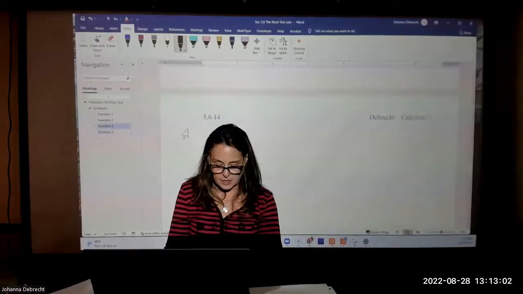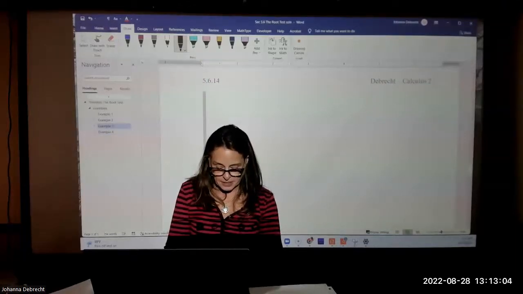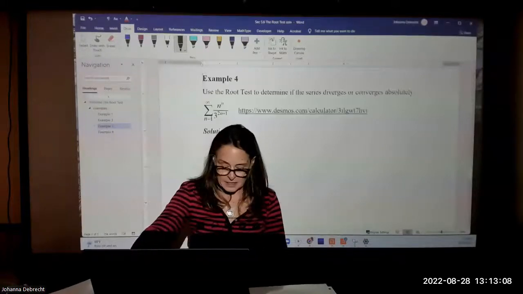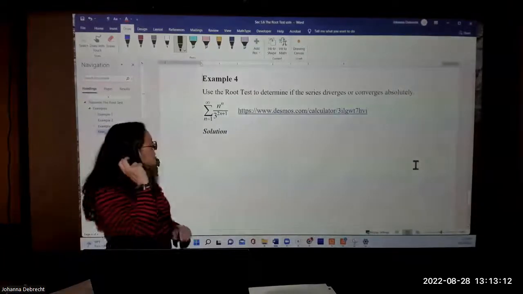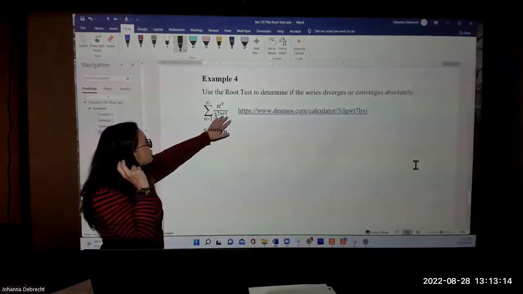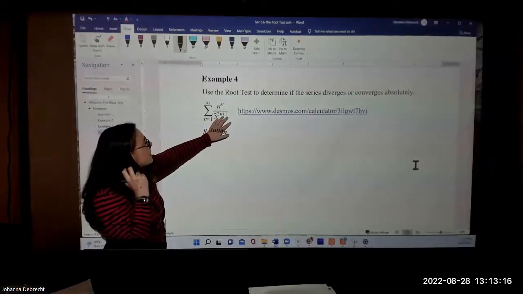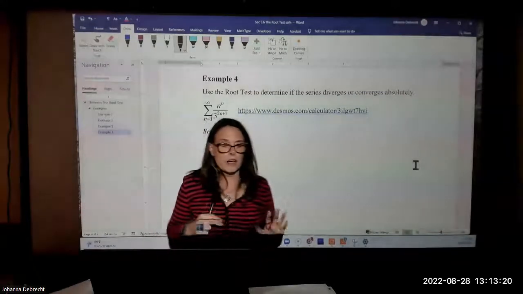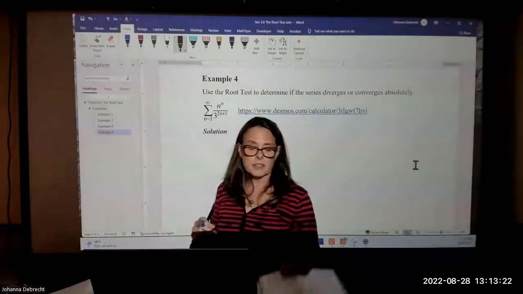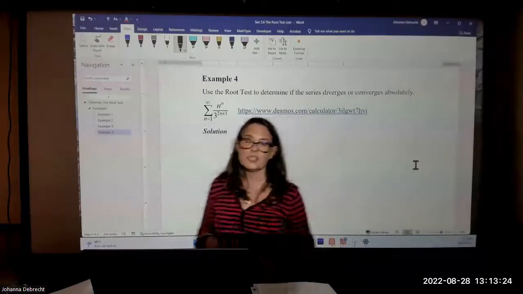It looks like we don't need all that extra space, so I'm going to delete the extra space. And let's take a look now at this one. So we have n to the nth over 3 to the 2n plus 1. Now, I'm suspecting, maybe, I'm not 100% sure, but I'm suspecting that this one probably diverges.